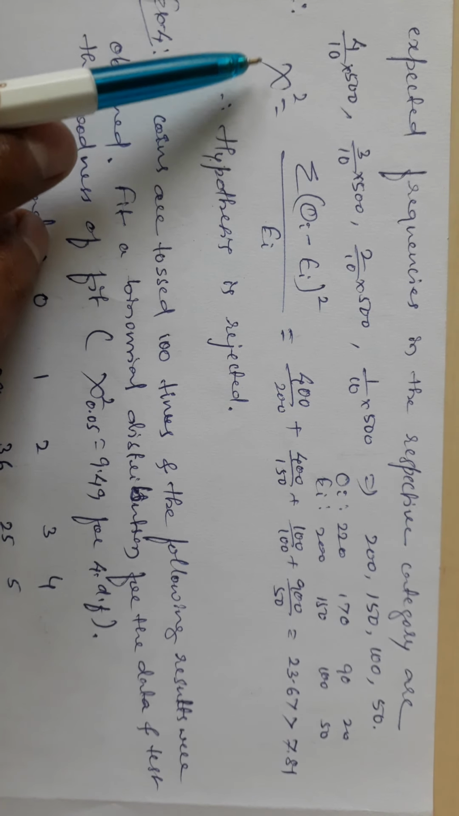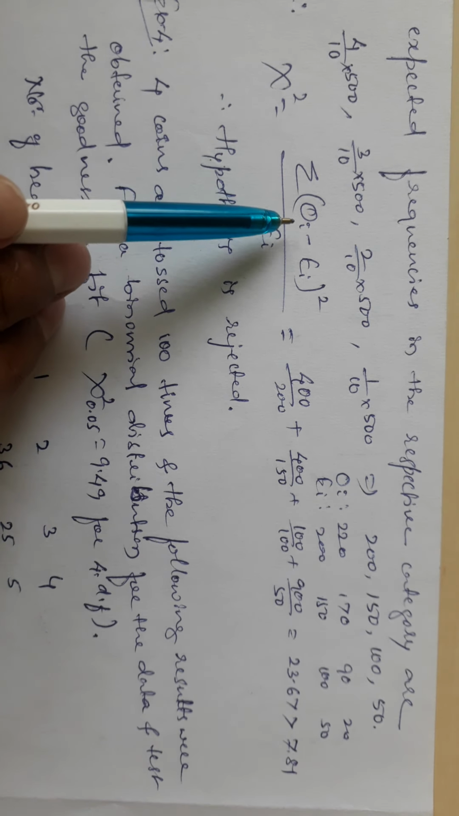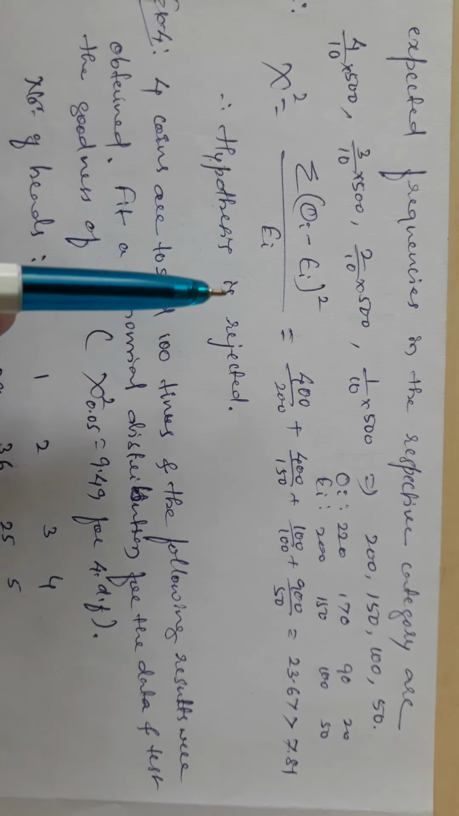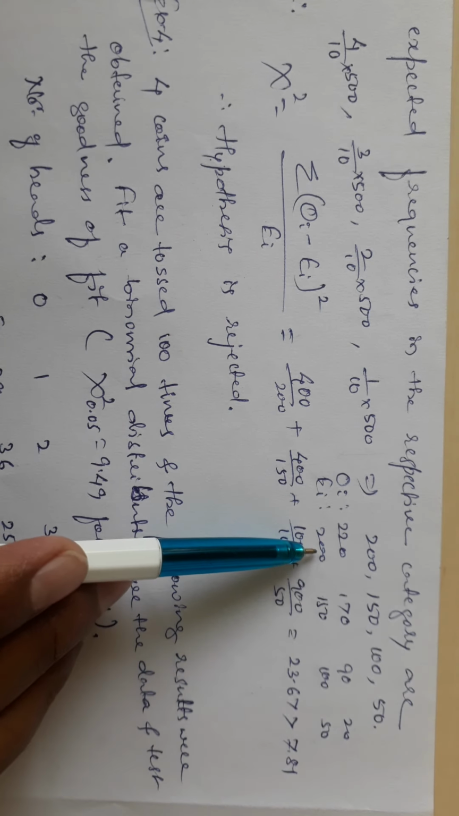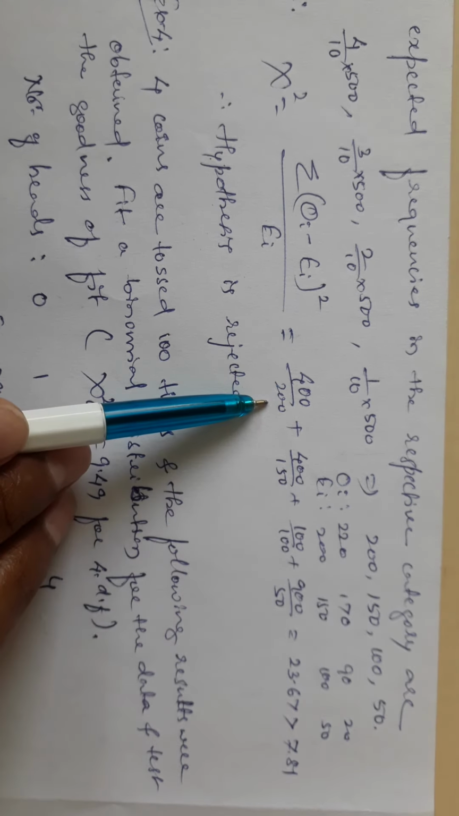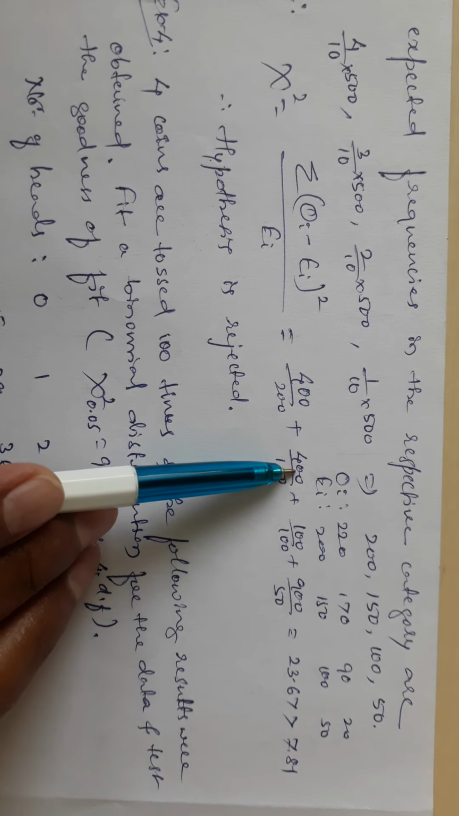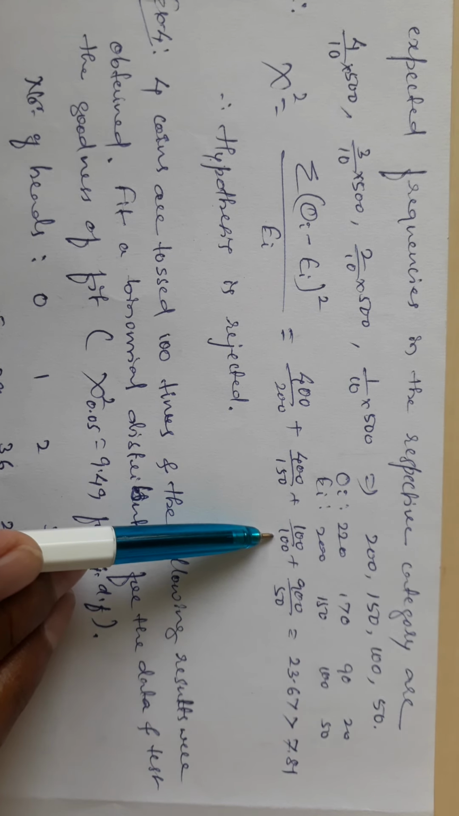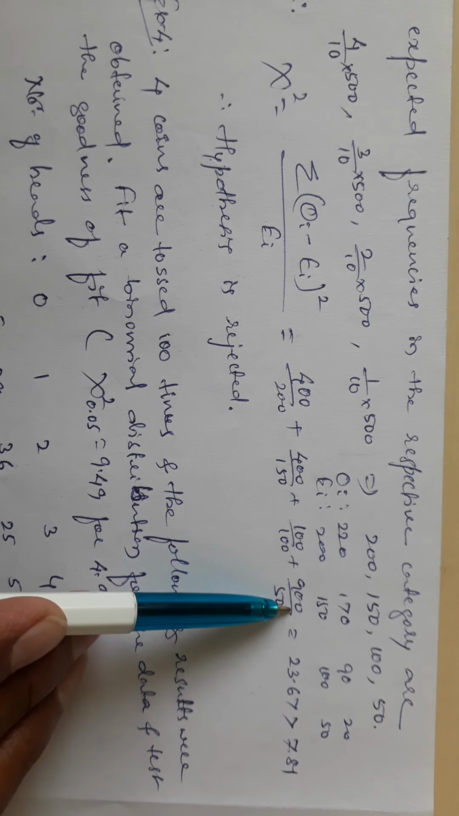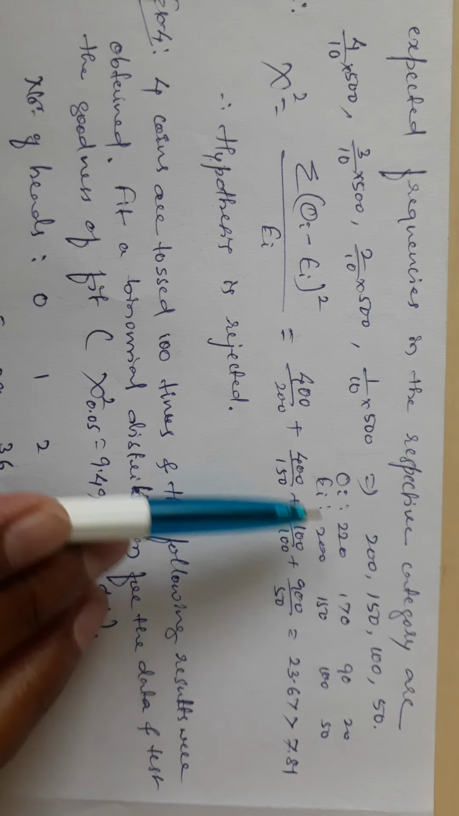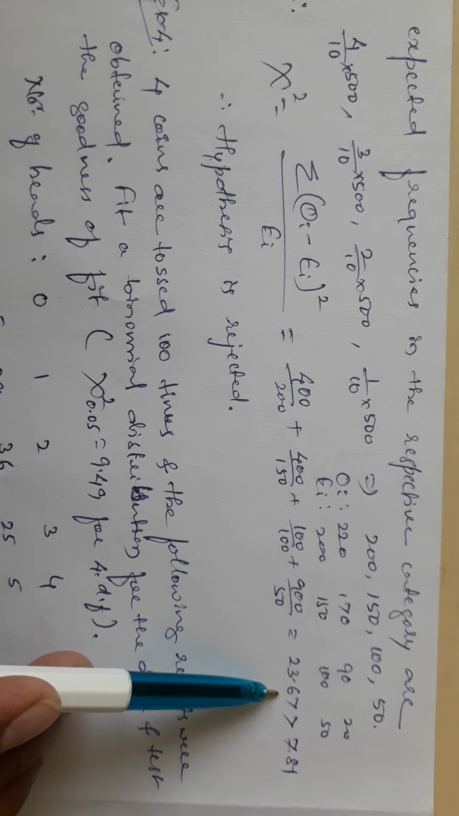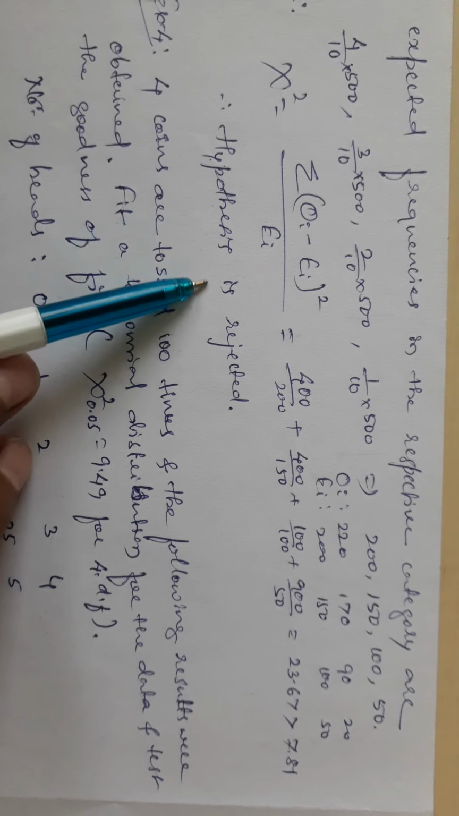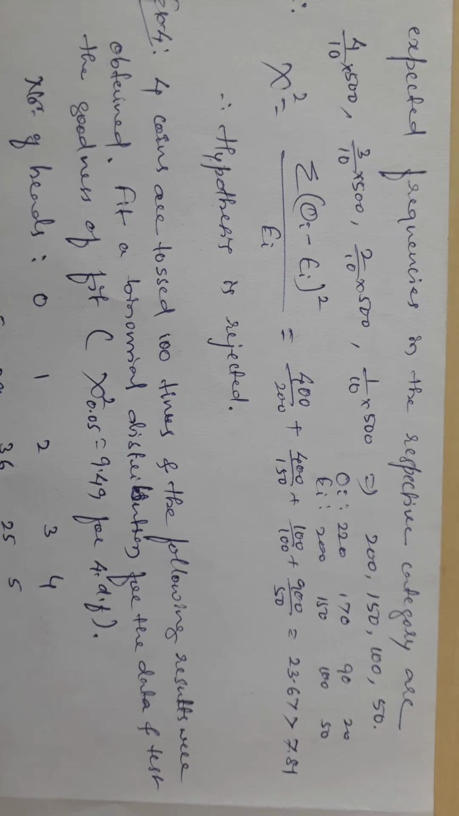And we have the formula chi-square equal to the summation of observed minus expected value, whole square, divided by expected value. Next, difference square 400 divided by expected value, 400 divided by expected value, 100 divided by expected value, 900 divided by expected value. By simplifying, we get 23.67, which is greater than the given 7.81. Then the hypothesis is rejected at 5% level of significance.